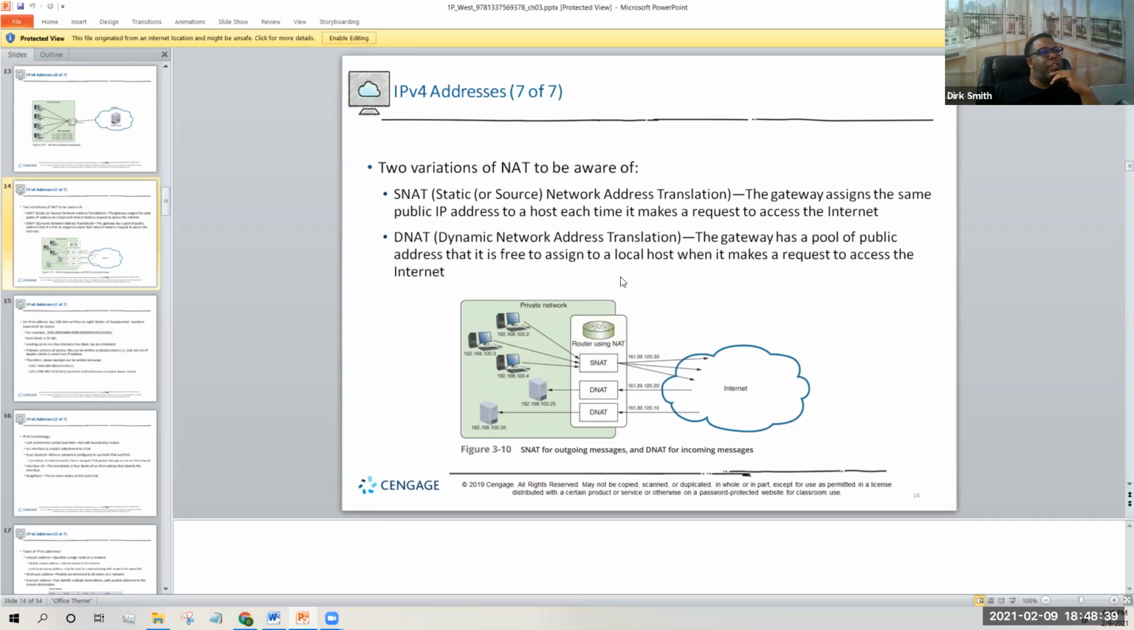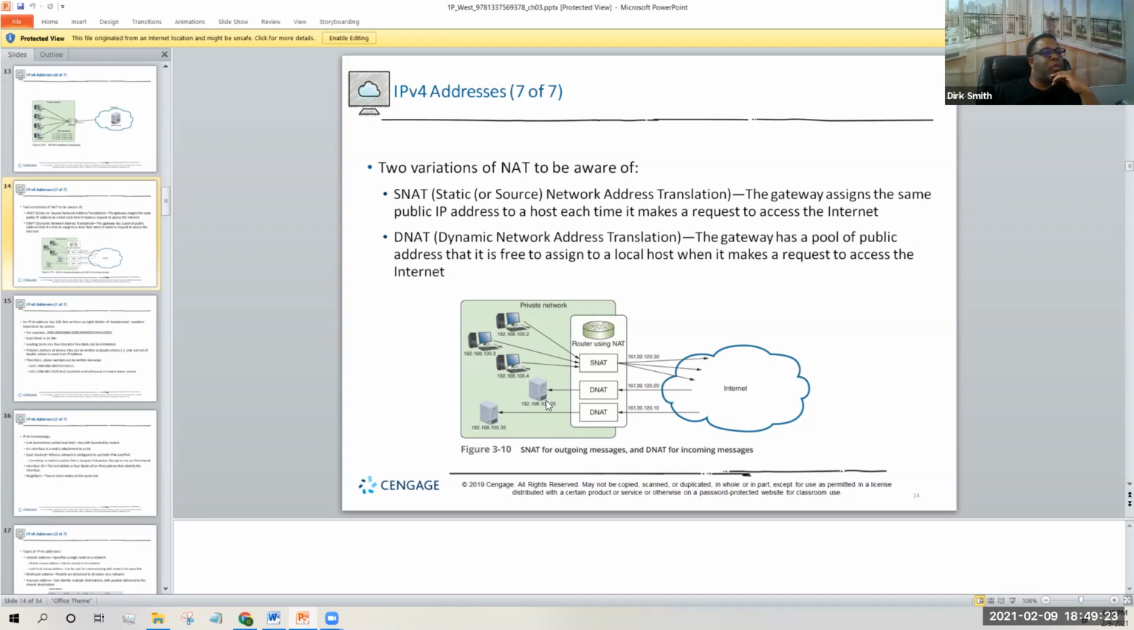There are two variations of NAT you should be aware of. You've got the SNAT, and then you've got the DNAT. The static or source network address translation: the gateway assigns the same public IP to the host each time it makes a request over the internet. So every time somebody goes to the internet, it's going to use the same IP address going out this way. On the DNAT, the gateway has a pool of public IP addresses. So it has a few it can pull from.